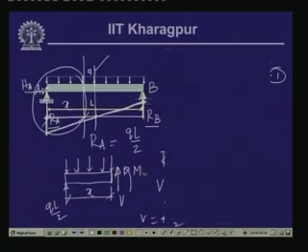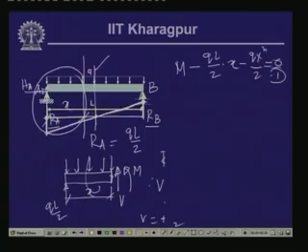then the bending moment at this particular section is M. If we take the moment of all the forces with respect to this particular section, M is anti-clockwise, QL by 2 is clockwise, so minus QL by 2 into x, and this is also anti-clockwise, so minus Q x square by 2, this is equals to 0. So, M is equals to QL by 2 x minus Q x square by 2.